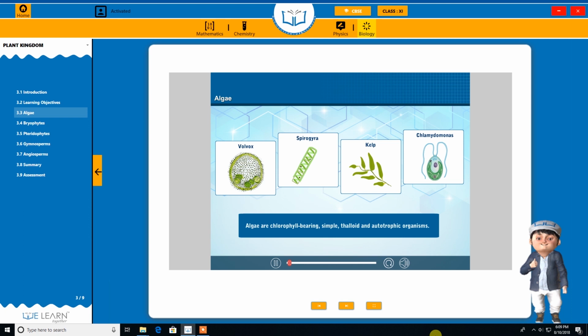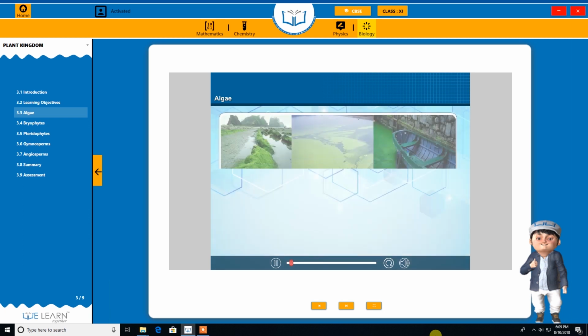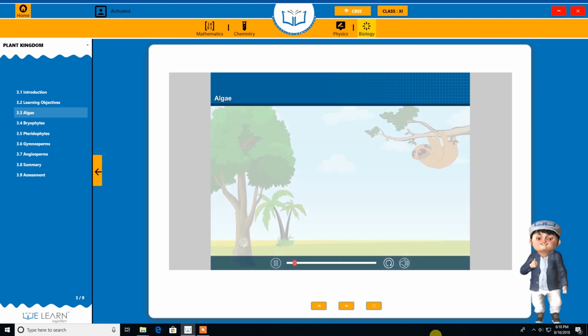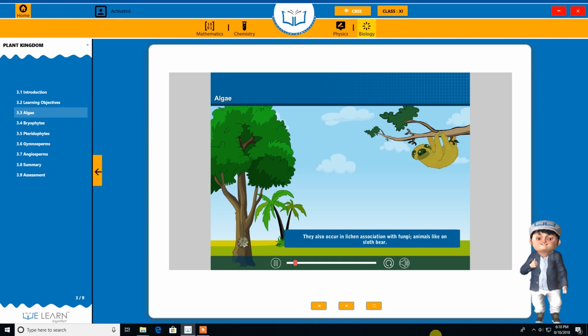Algae are chlorophyll-bearing, simple, thalloid, and autotrophic organisms. They are largely aquatic, both fresh and marine, but are found in a variety of habitats, like moist stones, soils, and wood. They also occur in association with fungi as lichens, and on animals like the sloth bear.